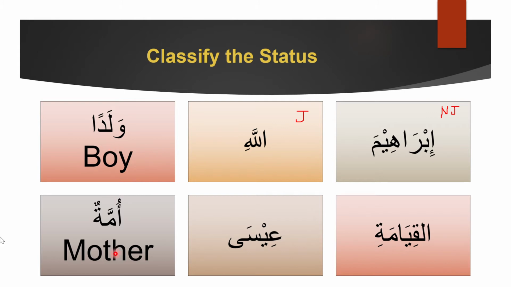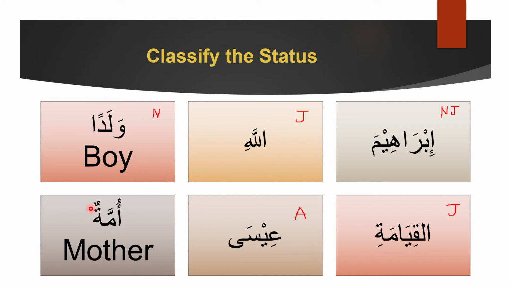Next, waladan. Waladan is obviously nasab because of fathatain. Next, al-qiyamati. There's kasra over here. Kasra means it is jar. Yes, kasra. Next, Isa. So what is this? Is it rafa, nasab or jar? Isa is a non-flexible thing, so this will be all. It can be nasab, it can be rafa, or it can be jar. So A means all. Okay, it can be either one of them. We don't know which one it is.